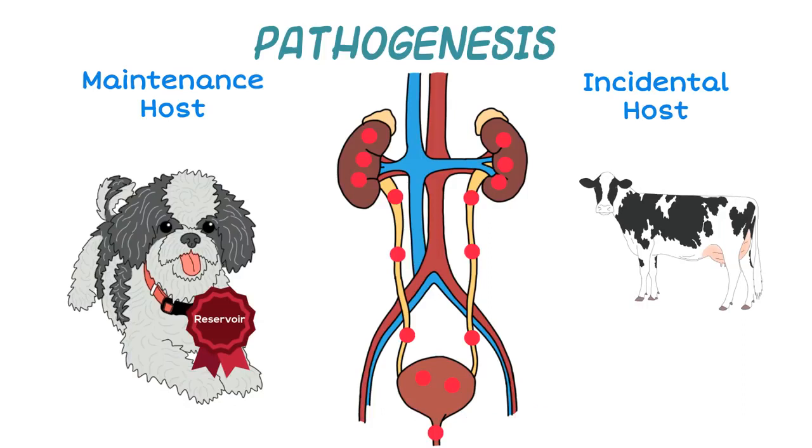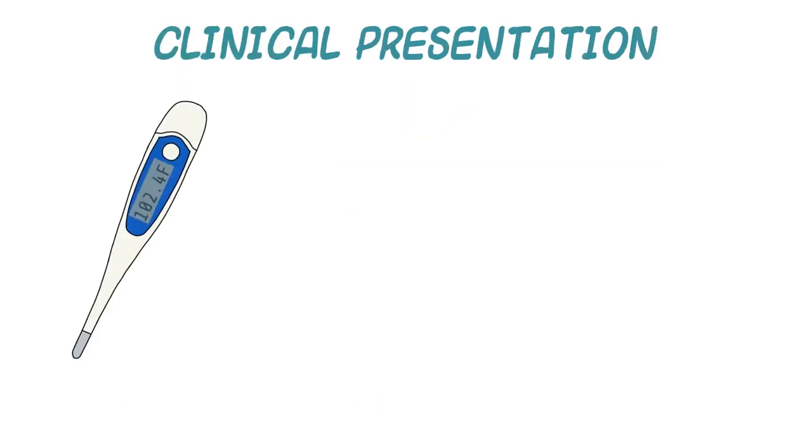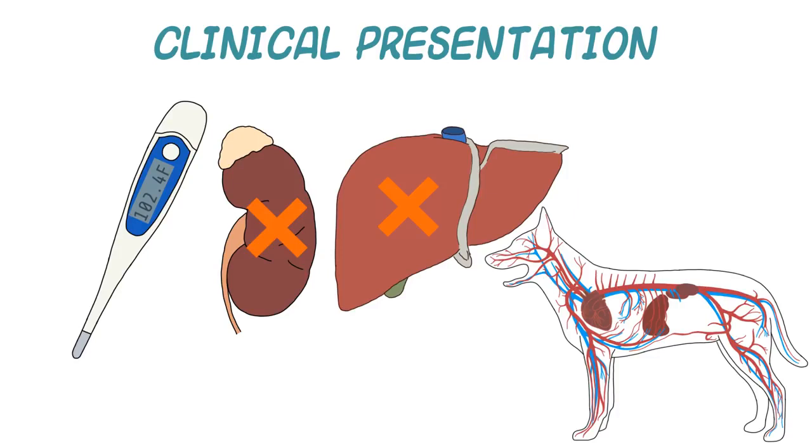In maintenance hosts, infections are generally subclinical. However, in incidental hosts, lepto presents most often as an acute febrile illness characterized by damage to the kidney and/or liver. Other body systems may be affected, resulting in uveitis, pancreatitis, bleeding, hemolytic anemia, muscle pain, or respiratory disease.